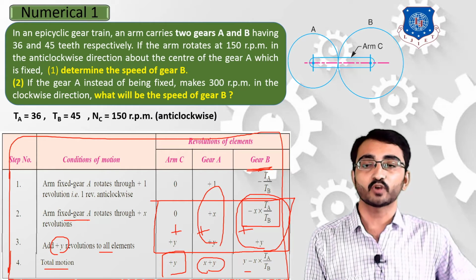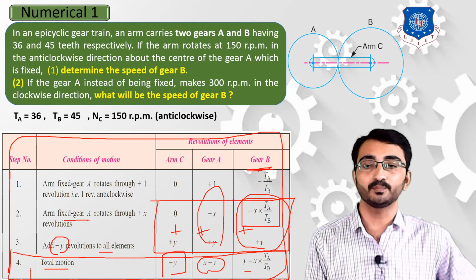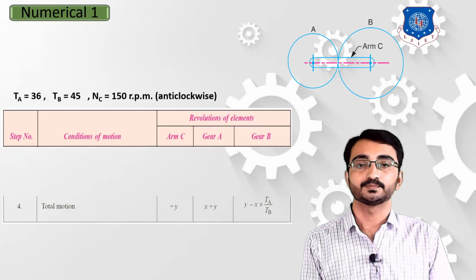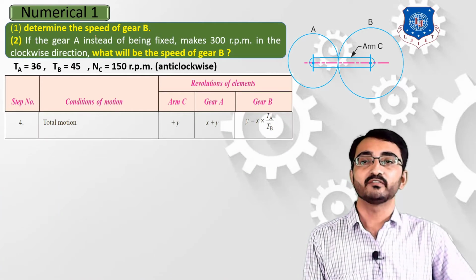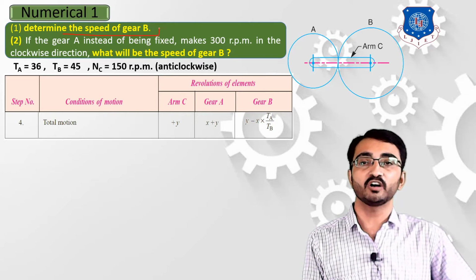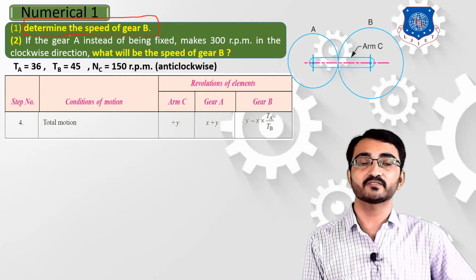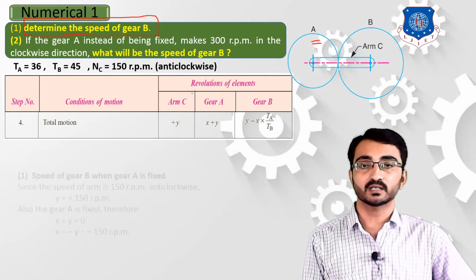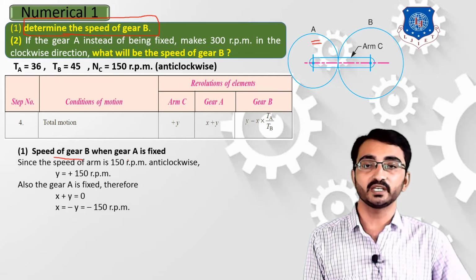Okay, now from this table we have the final total motion, that is row number 4, which is very important. So let's consider the final data of this table. Now in this numerical we have to calculate the speed of gear B, and for that we have been given that gear A is fixed in the initial condition. So let's consider the first data, the speed of gear B when gear A is fixed.